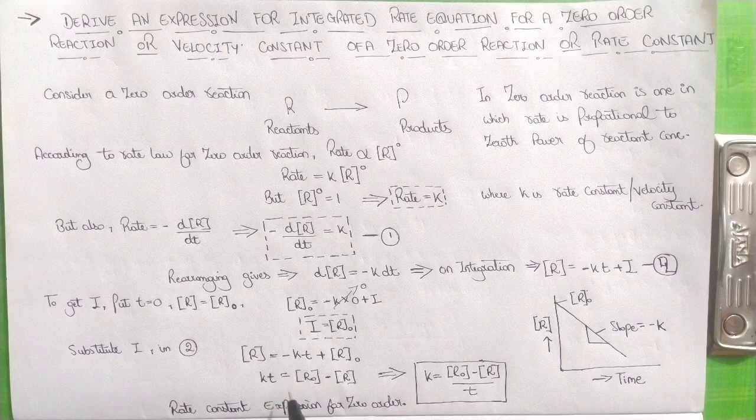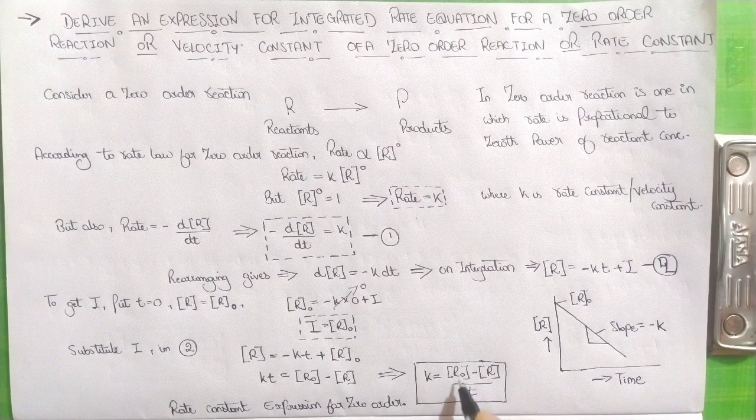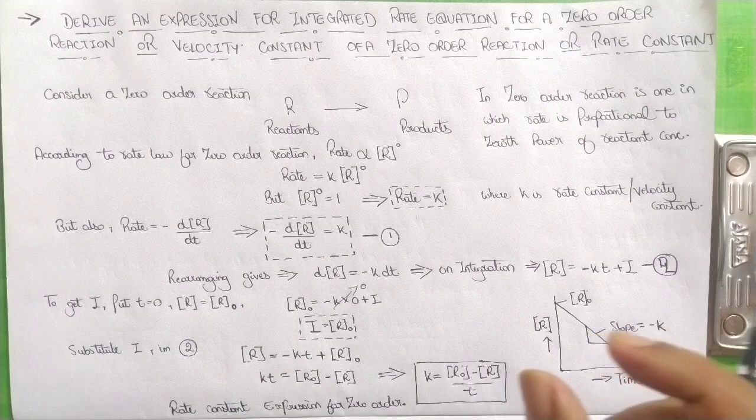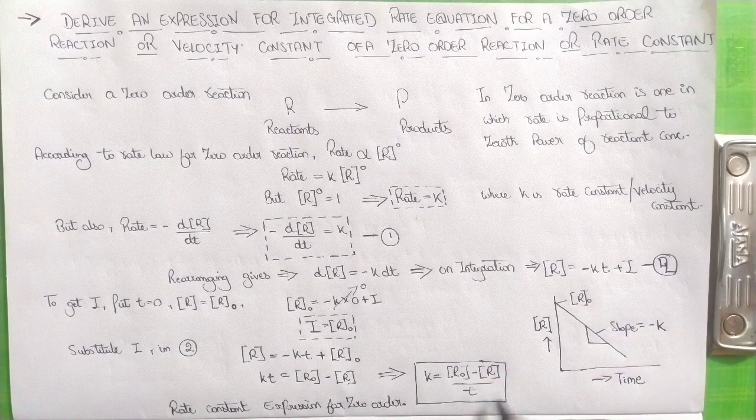Now rearrangement is required. Take this term to here and this term to here. Kt is equal to the initial concentration of the reactant minus the present concentration at T. At T, in the sense, at the given time. Now take the T to the other side, that will give you the rate constant expression of zero order. K is equal to R naught, that's the initial concentration of the reactant, minus R, that's the concentration of the reactant at that given time. The time is T.